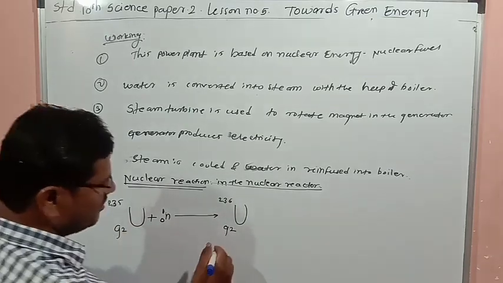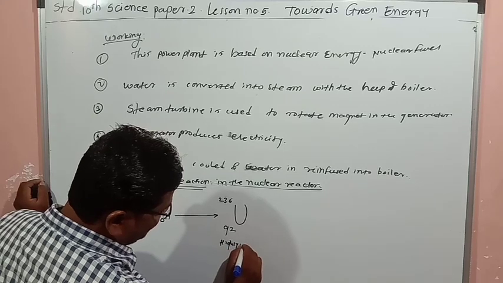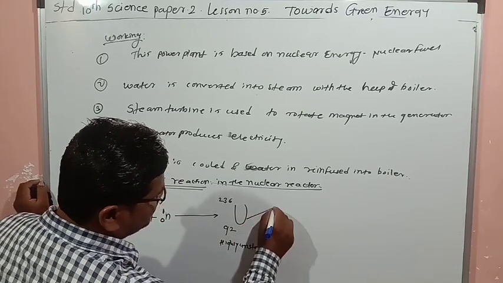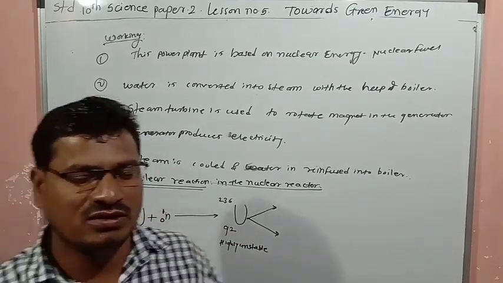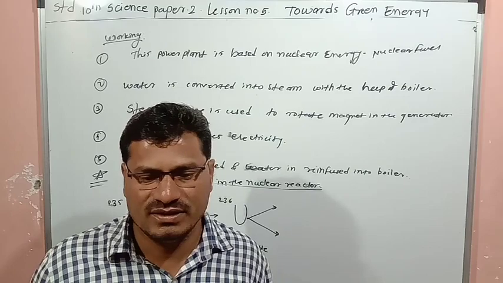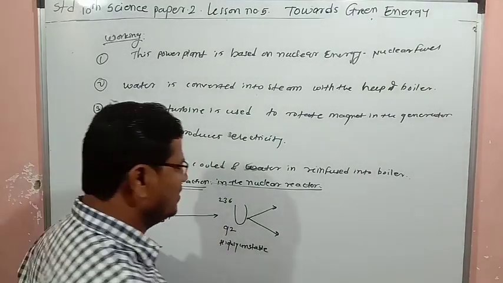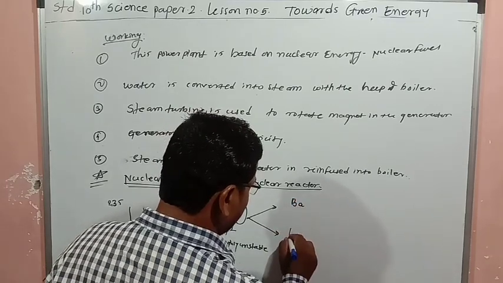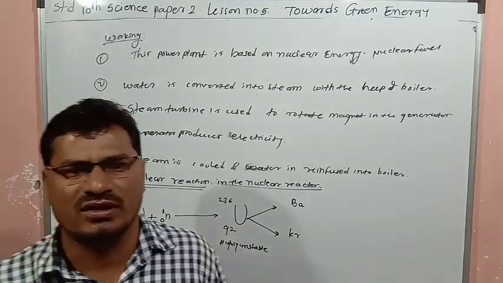Now this uranium is highly unstable. So it will split into two other elements. The first one is barium, and the second one is krypton.